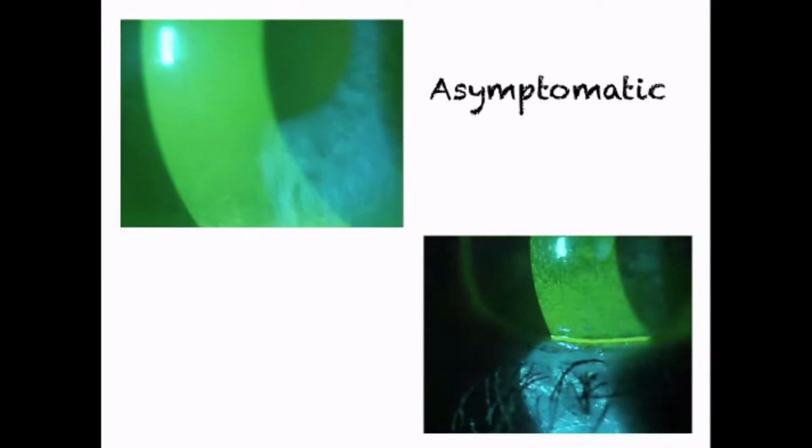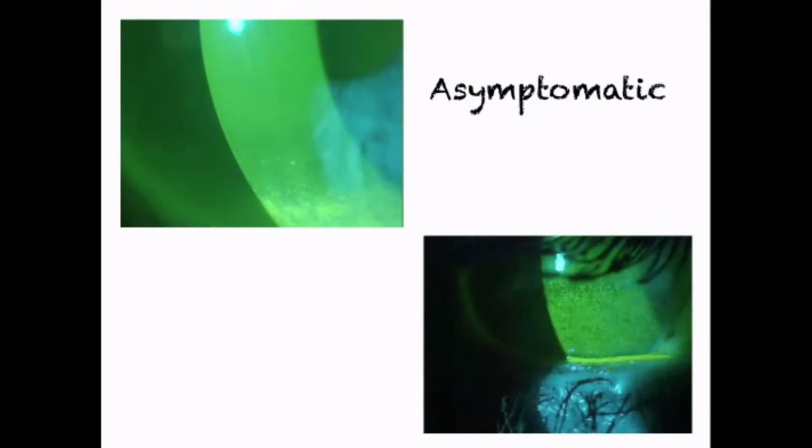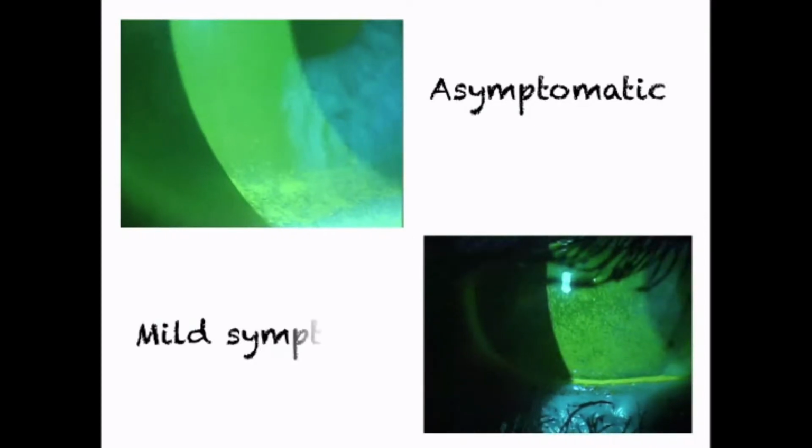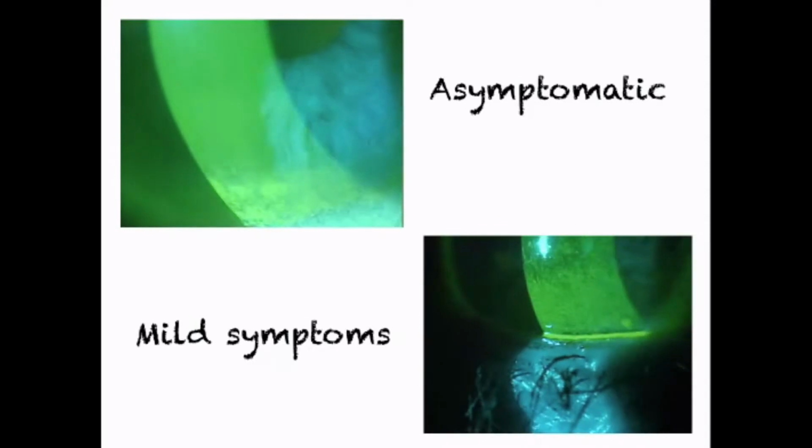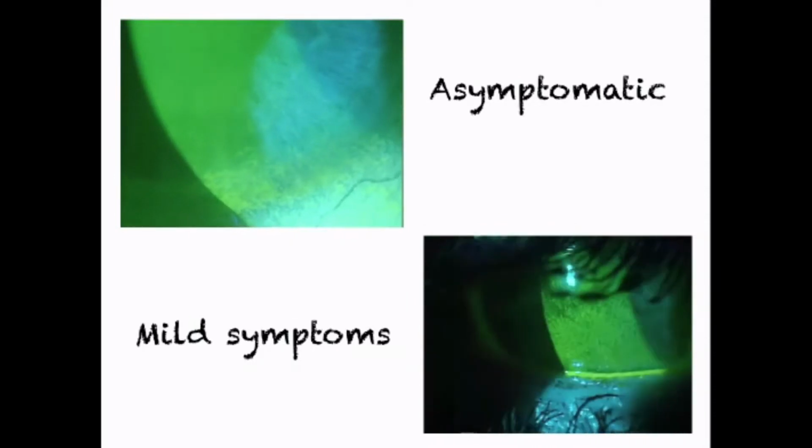As we know, in dry eye disease in particular, clinical signs don't always correspond to symptoms. In the top left, you can see a patient that presented with no symptoms but has a significant amount of inferior corneal staining. In the bottom right, you can see a patient who only has mild symptoms of discomfort but has significant area of cornea that's occupied by fluorescein staining.